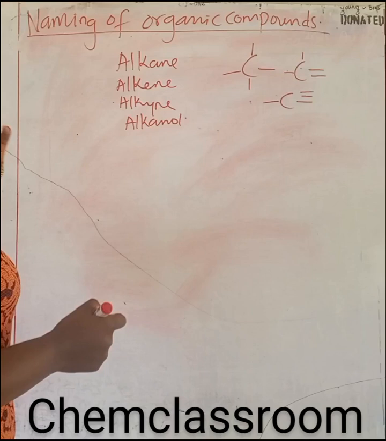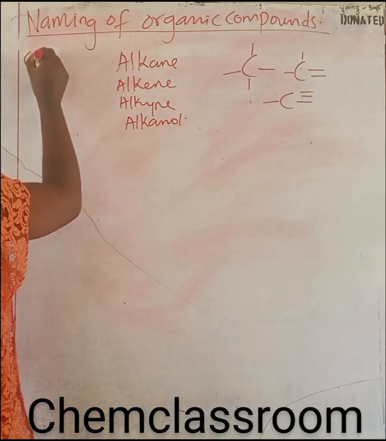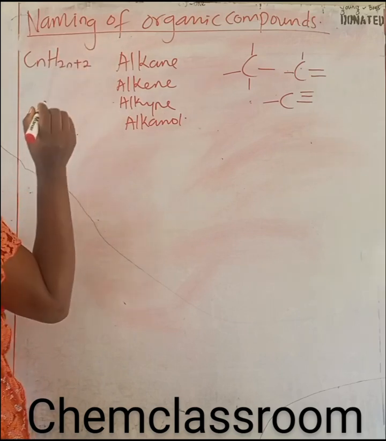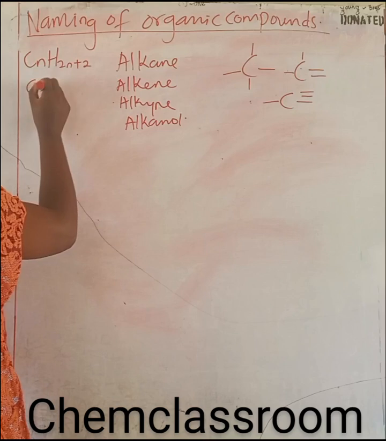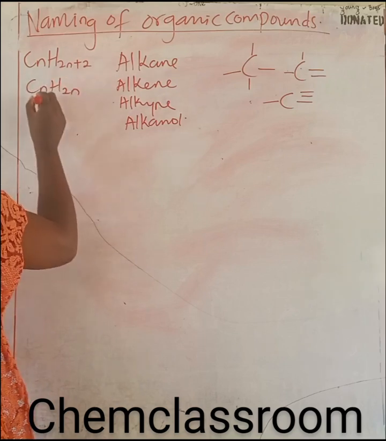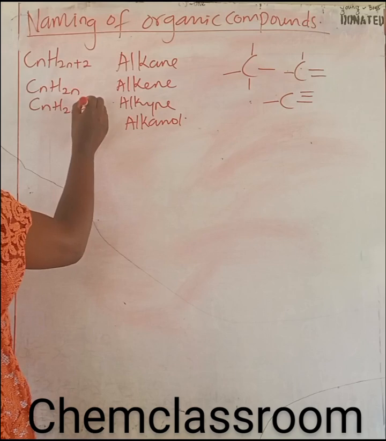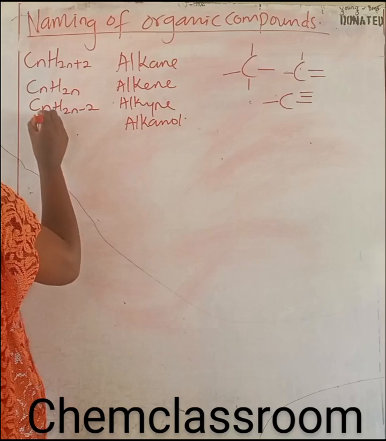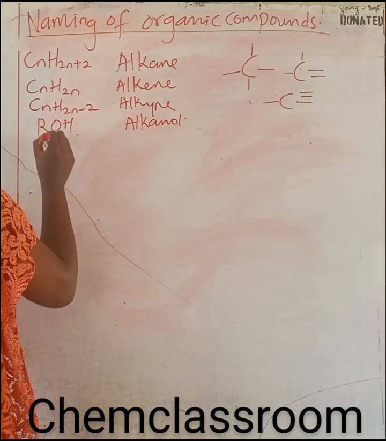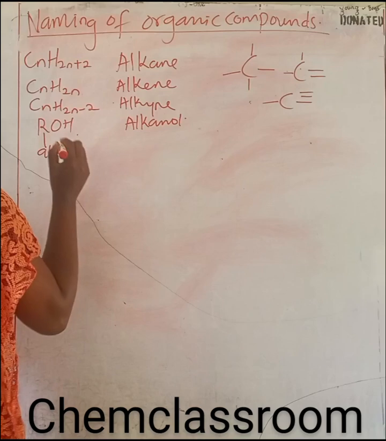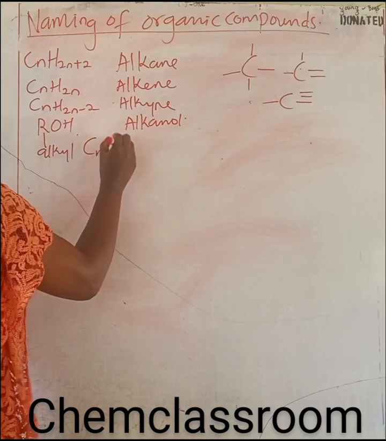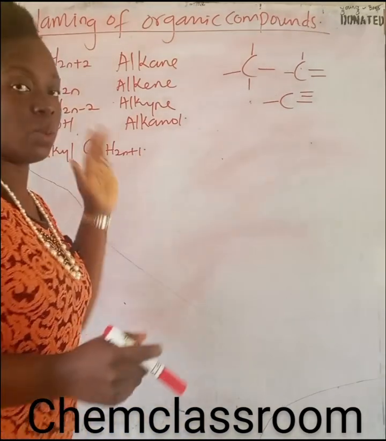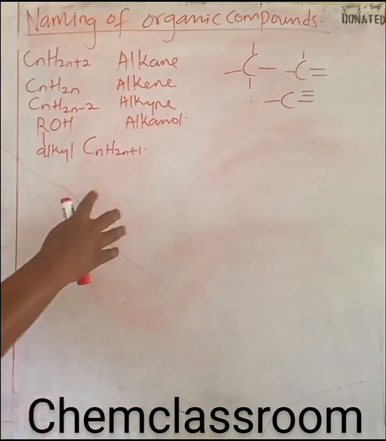Yes. So now for your alkane, you have the general formula to be CnH2n+2. Then the alkene, CnH2n. Then the alkyne, CnH2n-2. Then you have the alcohol to be ROH, where R stands for the alkyl group. The alkyl group is represented as CnH2n+1. Okay, so this is the way in which they are represented.